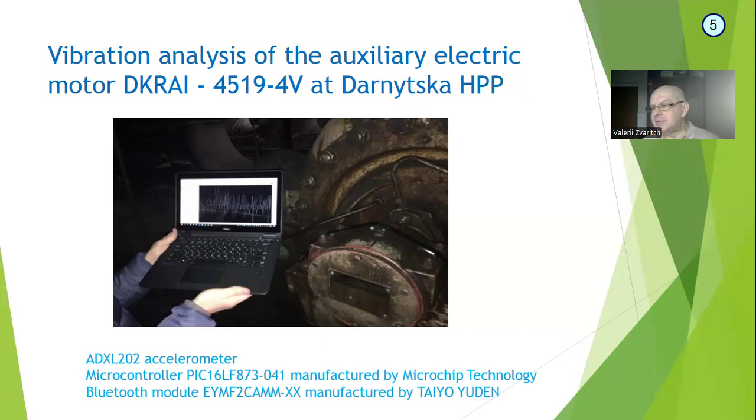The sensor unit used in the developed prototype of the vibration diagnostic system consists of the following basic elements: two ADXL accelerometers, a microcontroller manufactured by Microchip Technology, a Bluetooth module, and related elements that ensure the full functioning of the unit. Using the created prototype of the information system, research of the vibration characteristics of the auxiliary engine of the Darnytska thermal power plant was carried out.